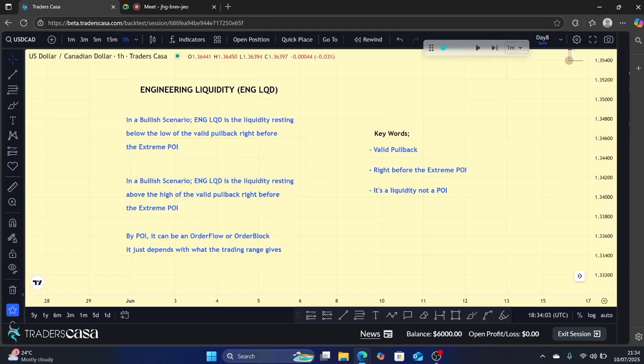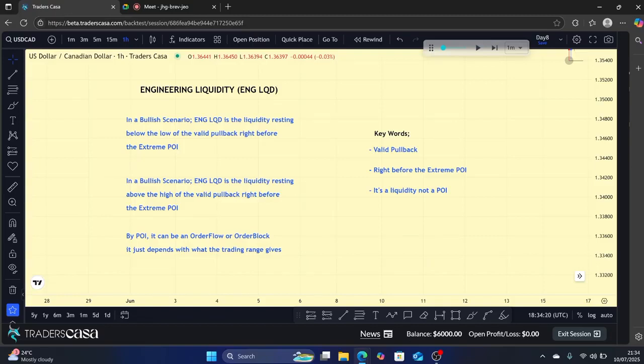On our previous session, we were talking about POIs, that is order flows and order blocks. In this session, we will be looking at engineering liquidity.